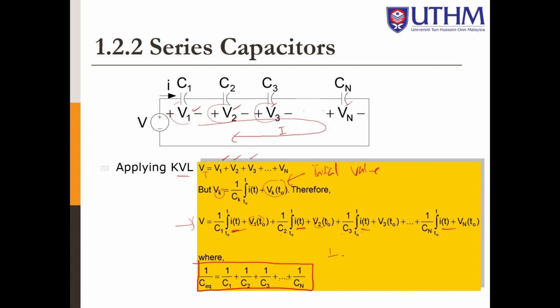We can rewrite this into this kind of equation, with the same current across the components. If you have V2, then you add it up over here. So the point to take is that for capacitors in series, 1 over C equivalent equals 1 over C1 plus 1 over C2 and so on.